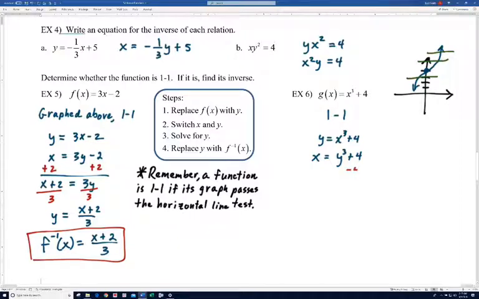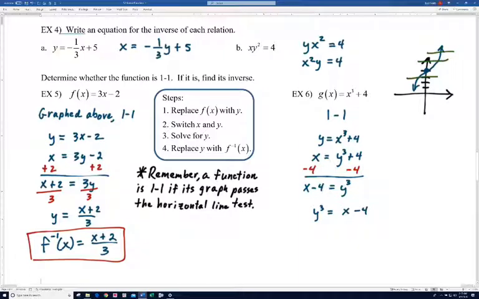So first of all, I need to get rid of that 4. We'll subtract 4 on each side. We get x minus 4 equals y cubed. Now I need to get y by itself. I got to get rid of the cube there. I'm going to go ahead and switch sides here. Doesn't matter which side we put the y cubed on. Since I'm trying to solve for y, I want it on the left.